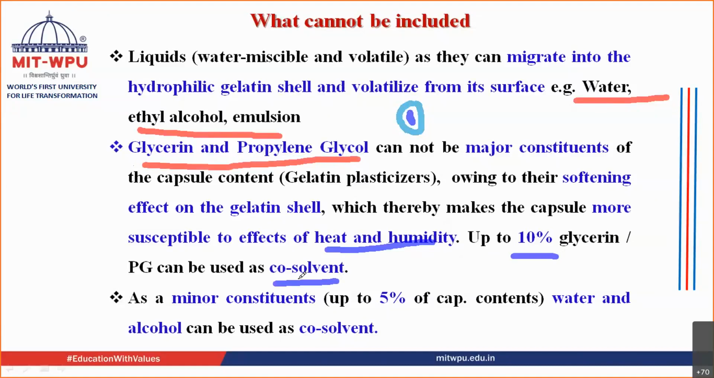Next thing is about water and alcohol. I said that water and alcohol cannot be used. These cannot be directly packed inside the capsule. 10% of glycerin and propylene glycol can be used as a co-solvent, whereas 5% of water and alcohol can be used as a co-solvent. Moving ahead.